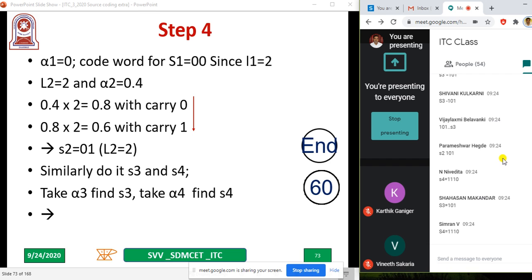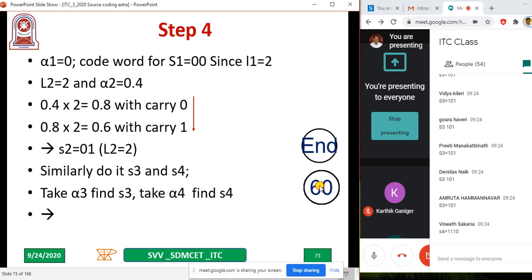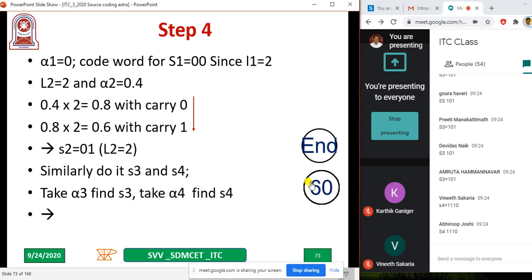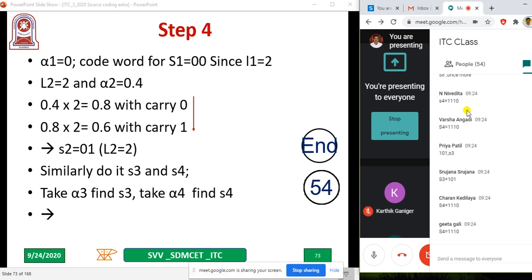S2 101? Why 101? S2 I have given already, 01. And do S4 also. S3 101. The majority are getting S3 equal to 101. So try to do S4 also. Sir, once more. What is the once more? Okay, 1 minute.